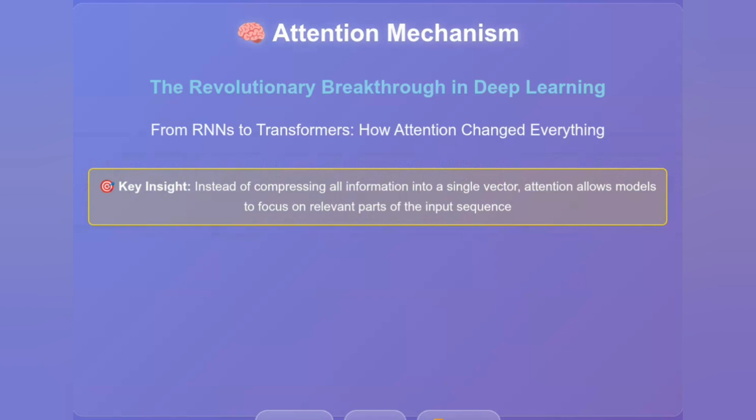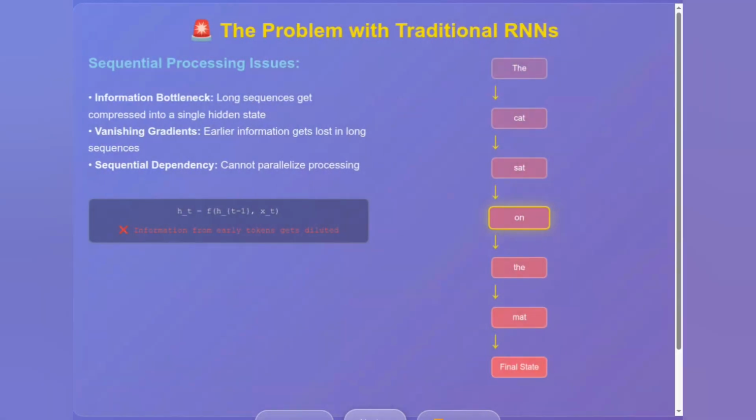Let's get started. Before we understand the solution, we need to understand the problem. Let's go back to 2015, when RNNs and LSTMs were the state of the art for sequence processing. Look at this architecture on the right. See how information flows sequentially? The word the gets processed first, then cat, then sat, and so on. Each step depends on the previous one.